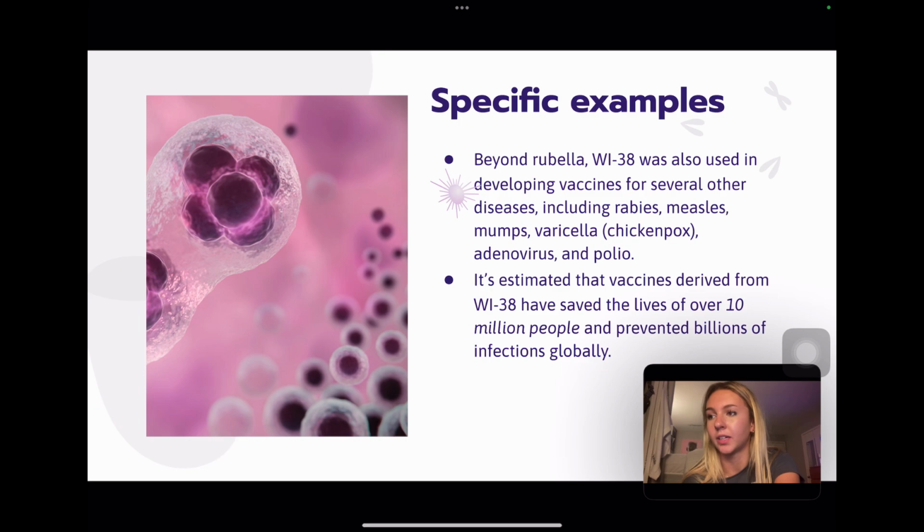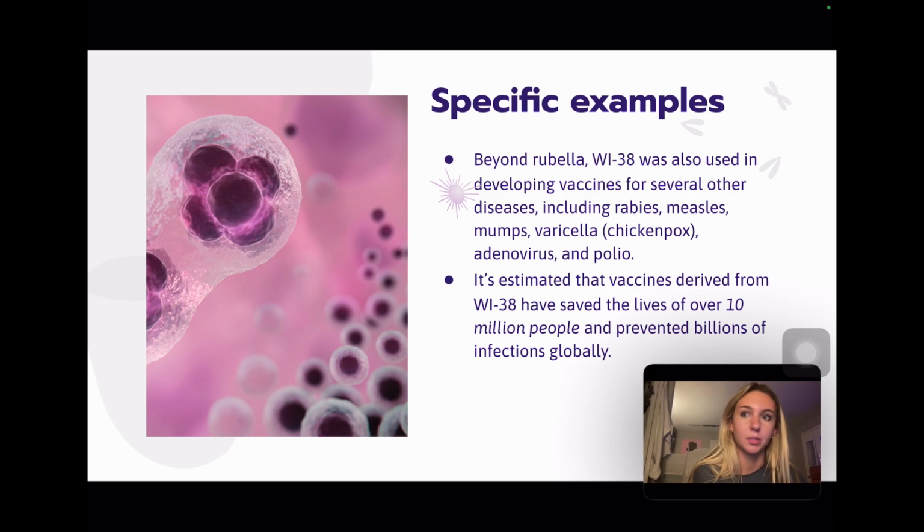And then next, other vaccines besides rubella, some more specific examples. So beyond rubella, WI38 was also used in developing vaccines for several other diseases, including rabies, measles, mumps, varicella, chickenpox, adenovirus, and polio. So first, for rabies, WI38 was used to develop human diploid cell rabies vaccine that replaced older, unsafe versions made from animal nerve tissue. The human-based cell vaccine caused fewer side effects and provided longer-lasting immunity. It became the global standard for rabies prevention recommended by the World Health Organization.